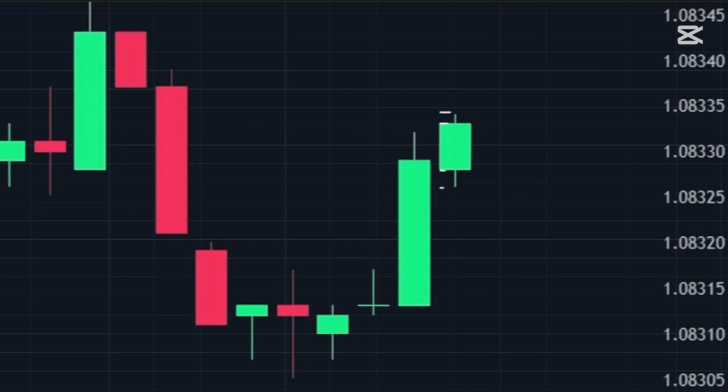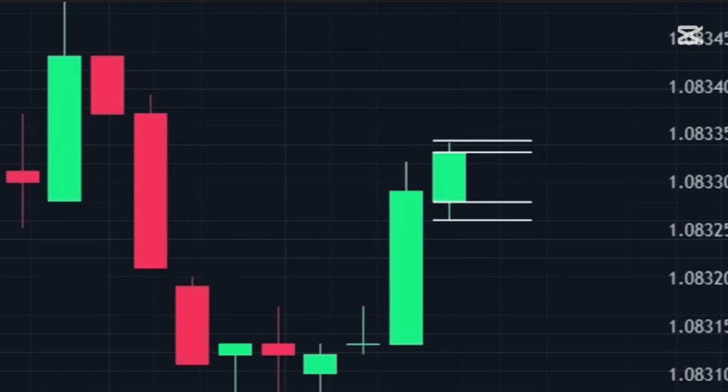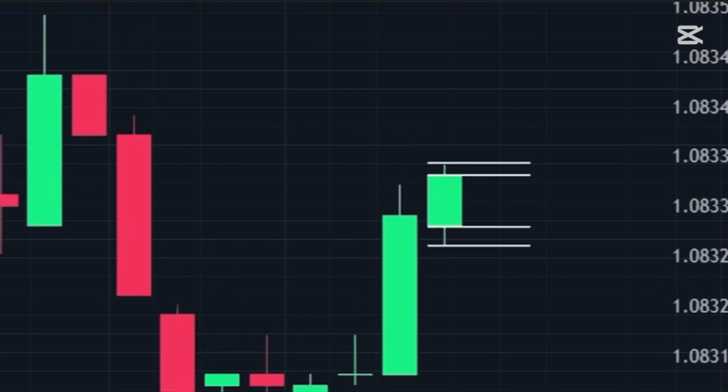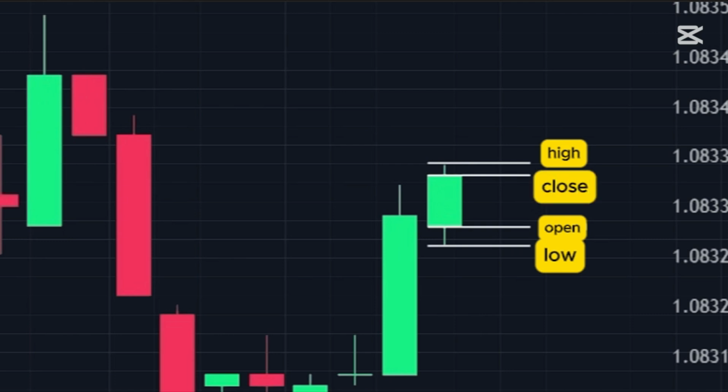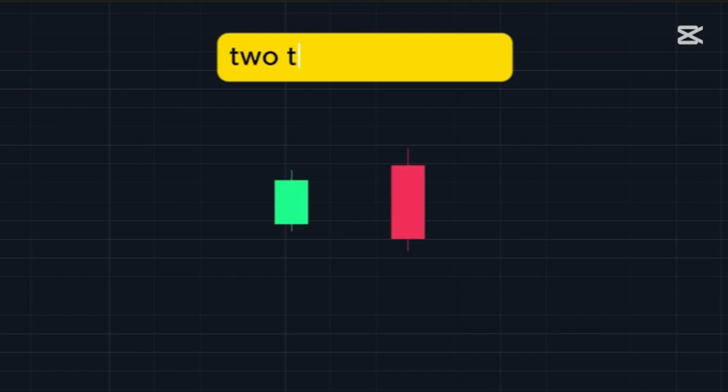Each candle provides four pieces of information in the same time period. First is open. That is the opening price for that period. High shows the highest price achieved during that time. Then we have low. It is the lowest price achieved during that time. And finally close, that is the closing price.